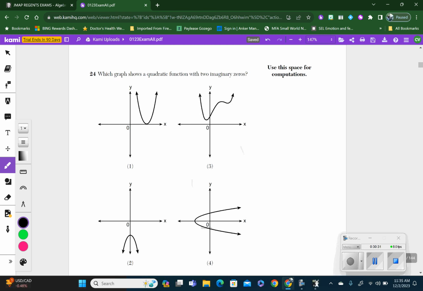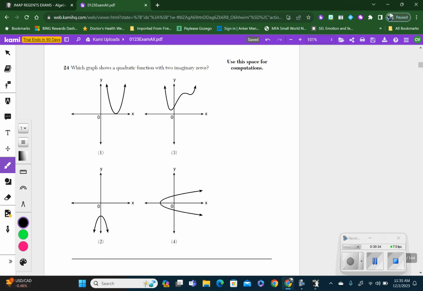All right, this one. Which one shows a quadratic function with two imaginary zeros? So now stay with me, okay? The first one has a real zero. That has no imaginary zeros because it's a quadratic. And this right here tells me how many roots there are. So this is actually a double root, right, at whatever this number is. So this has real roots, okay? This answer choice right here, number 2, has imaginary roots because it doesn't cross the x-axis at all, right? Doesn't cross the x-axis at all.